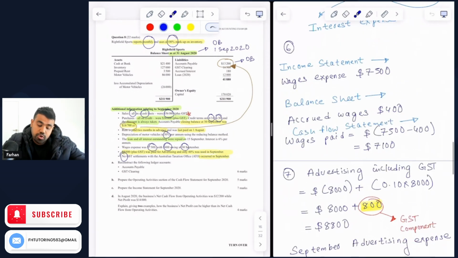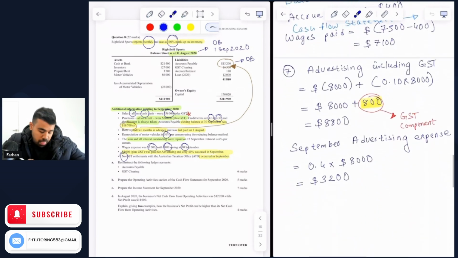So let's move on to additional information number 7. $8,000 plus GST was paid for advertising and only 40% was used in September. All right. So $8,000 was paid for advertising, and out of that 8,000, only 40% was used in September. All right. First of all, I want to calculate the advertising, including GST. Make sure to show all workings in the exam. You don't want to leave any workings behind.